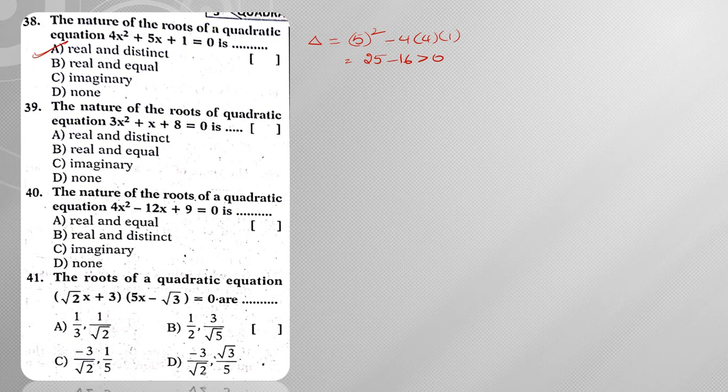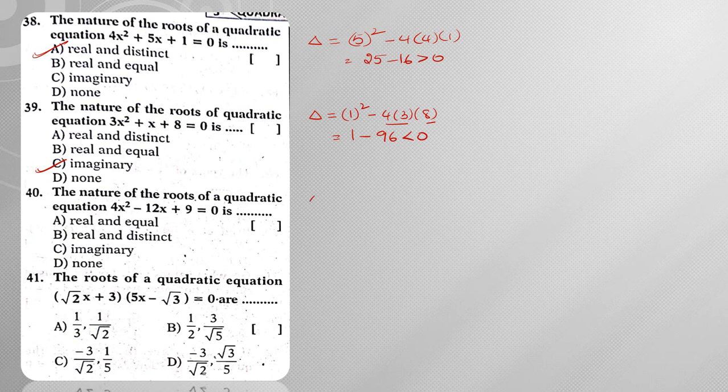Next, the nature of the roots of the quadratic equation. So again finding the delta value, b square. So b square is 1 whole square minus 4 into 3 into 8. So clearly here it is 1 minus, 4 3s are 12, 12 8s are 96. It is less than 0. Hence the roots are imaginary.